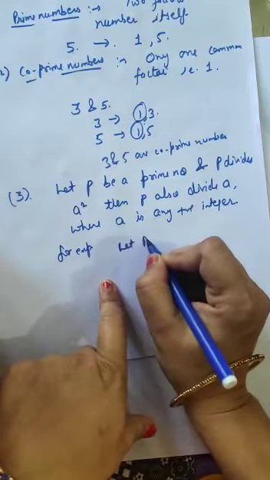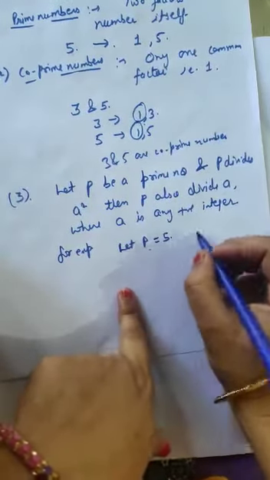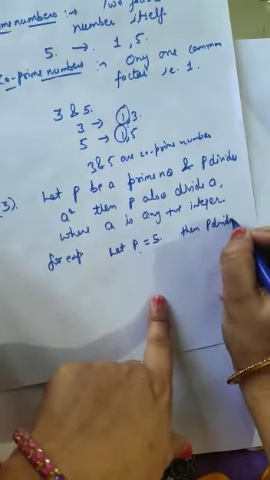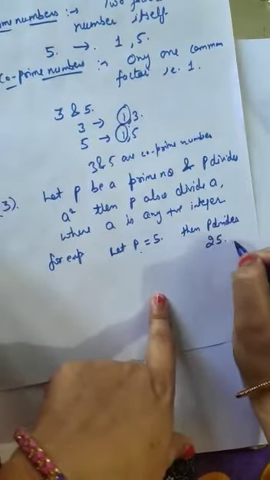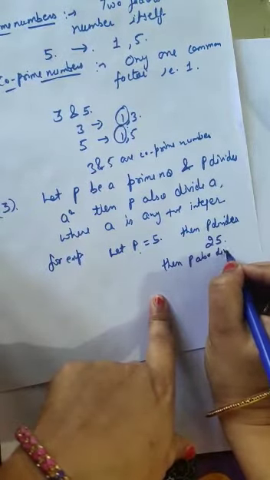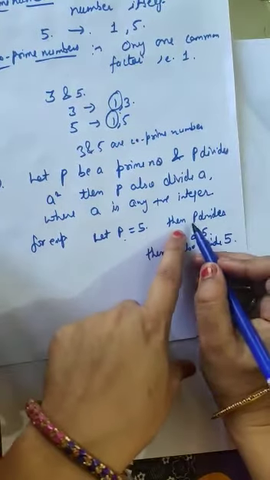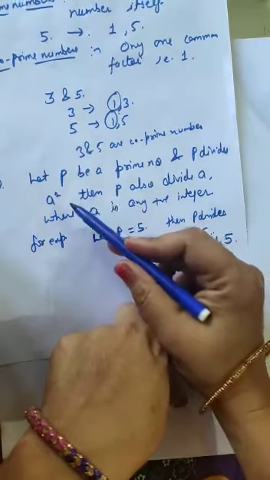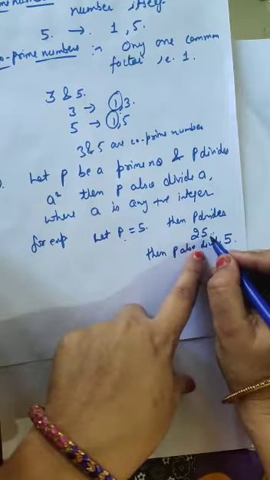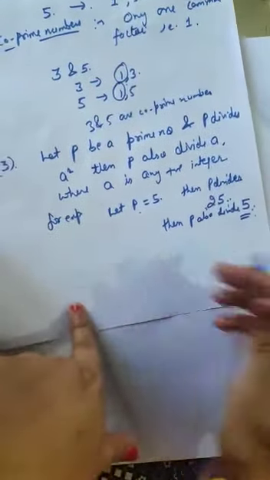let P be a prime number. So let us consider that P is equal to 5. Then P divides 25. Then P also divides 5. Let P be a prime number, and if P divides 25, means A square, then P also divides A, that means square root of 25, that is 5, where A is any positive integer.